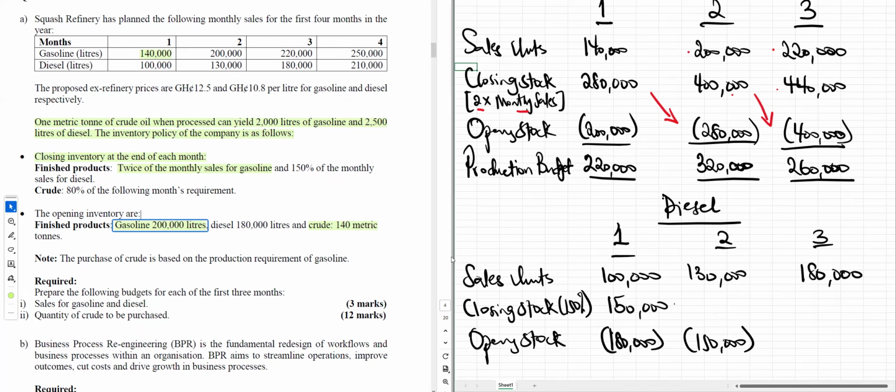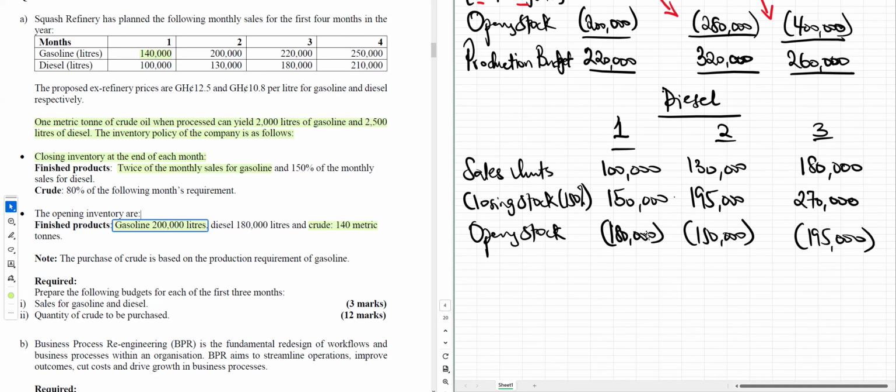130,000 by the same 150% again, 195,000. And this becomes closing stock. So 180,000 by 1.5 again, that's 270,000.